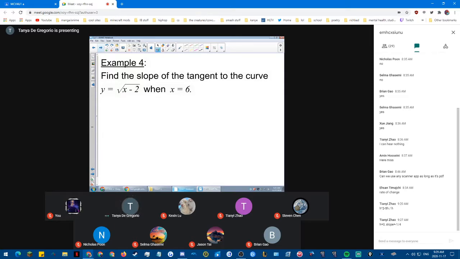So now what should I do? You sub in the x. Yeah, sub in the x, sure. So let's start by writing our formula. Slope of the tangent is equal to the limit as h goes to 0 of y2 minus y1 all over x2 minus x1. Okay, so in this case now my a value is 6.